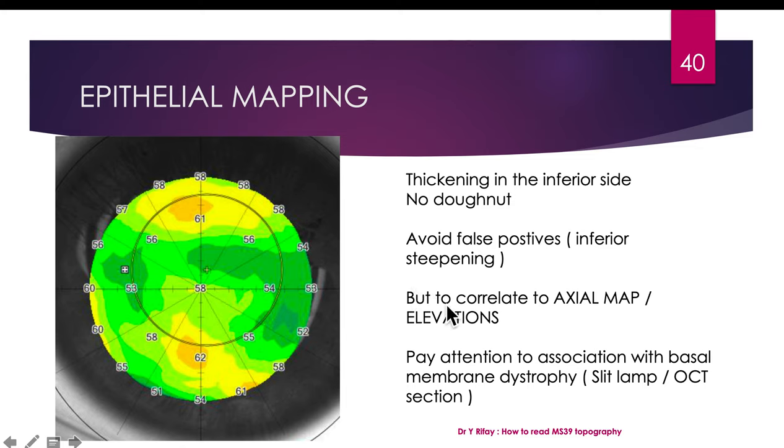But we have to be aware that we can have some false negatives of epithelium in cases of association with basal membrane dystrophy. So we have to correlate this data to the axial map and to elevations. So we have to pay attention to the dystrophies, and we have to examine with slit lamp, with dilated pupil, and with OCT sections, looking for some opacities in the anterior surface of the stroma.